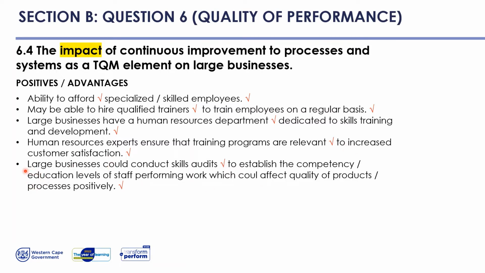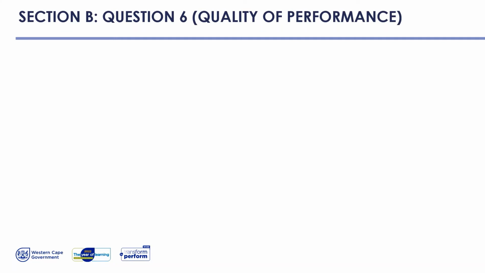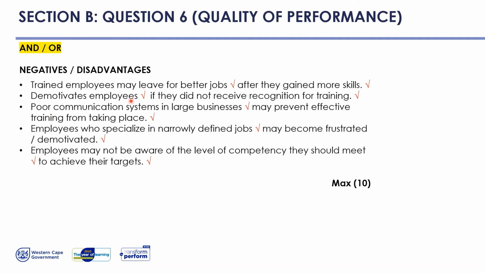And then also, large businesses could conduct skills audits to establish the competency or education levels of staff performing their work, which could affect the quality of products and processes positively. So large businesses really have the ability to continuously improve their processes and systems, and a lot of the time it has to do with the fact that they have finances and they can make sure that their employees are trained and skilled enough.